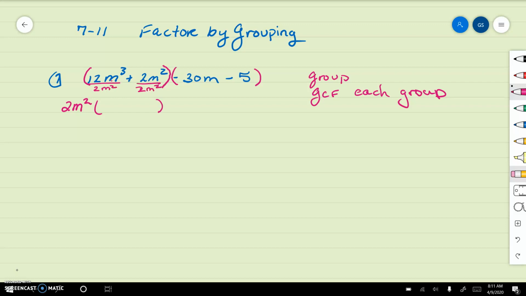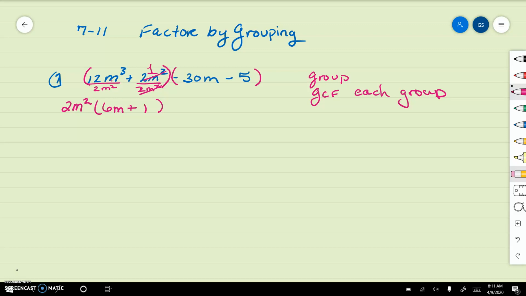everywhere in this group. And 12 divided by 2 is 6. M to the third divided by m squared is m to the first. 2m squared divided by 2m squared is a 1. So we need that placeholder 1.